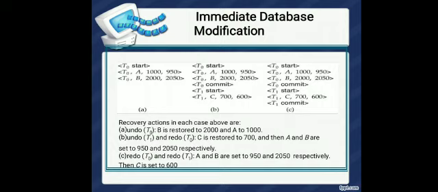The undo operation is performed. So in an immediate database transaction, if T0 starts but does not commit, it does not perform any commit operation, and we have to undo the operations.